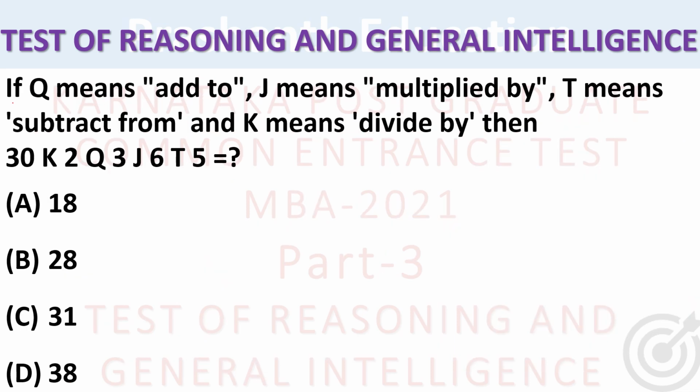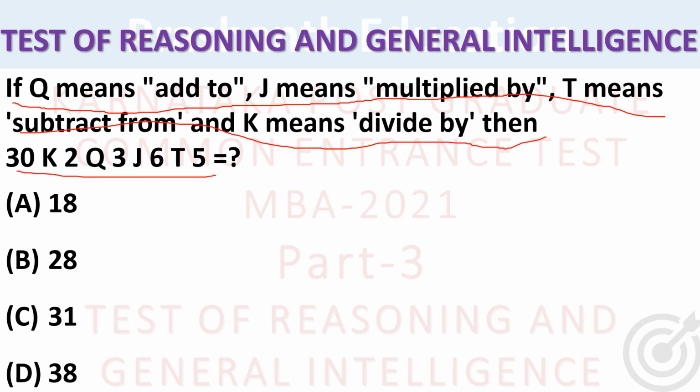Okay, next problem. If Q means add to, J means multiplied by, T means subtract from, and K means divided by, then they have given us this expression and we need to find the answer. Even here we use the BODMAS rule. In the previous problem we told what BODMAS is: bracket, operator meaning 2 square, 2 cube, 4 square, 4 cube, then division, multiplication, addition and subtraction. So we use this principle to solve this.